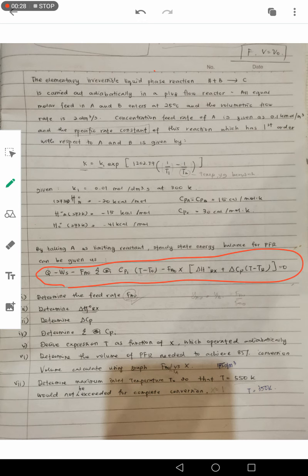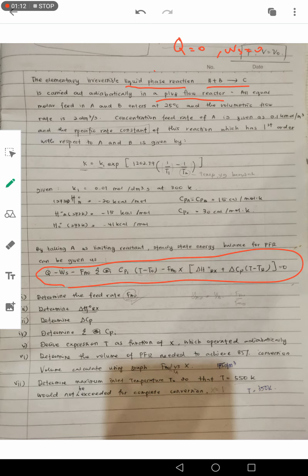Okay, so for example the question, the elementary irreversible liquid phase reaction. Given here is the chemical reaction A plus B to produce C is carried out adiabatically in a plug flow reactor. So kalau dia dah cakap adiabatic tu, so kita dah boleh siap-siap Q equals to 0, work equals to 0 in a plug flow reactor. So dia bagi reactor as a plug flow reactor. Kemudian dia cakap equal molar feed of A and B enters at 25 degree. And the volumetric flow is 2 decimeter cubic.